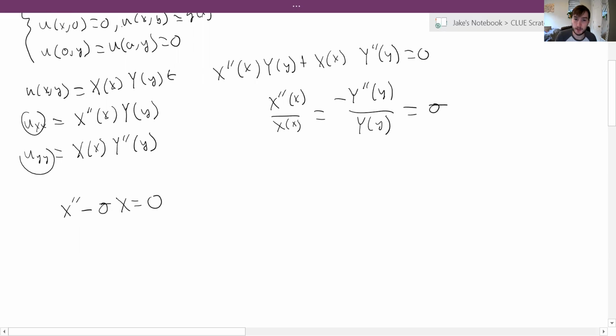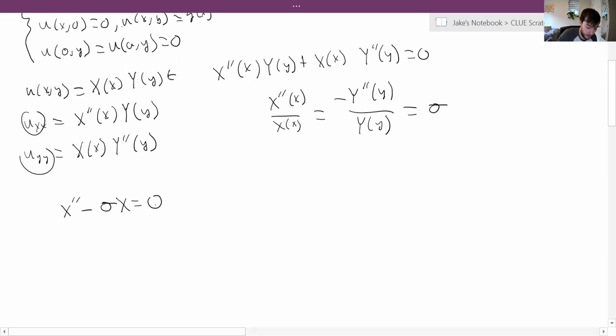So I've dropped the arguments. I'm not writing x of x anymore, and that's just for simplicity's sake. This is a sigma. I'm going to rewrite that. Okay. So all I did is I took this and I set it equal to sigma, and then I multiplied and subtracted. You see that?